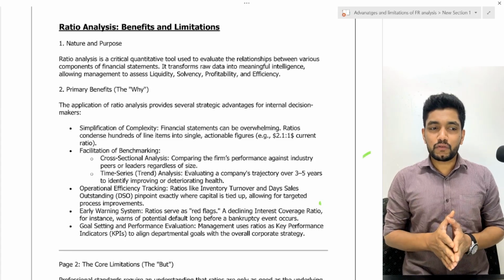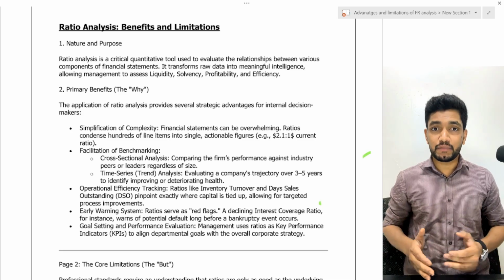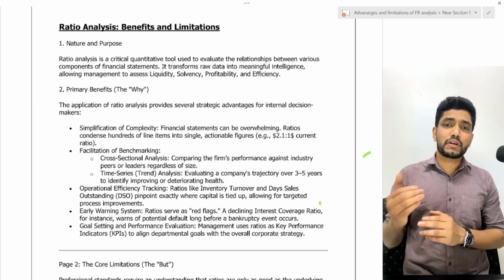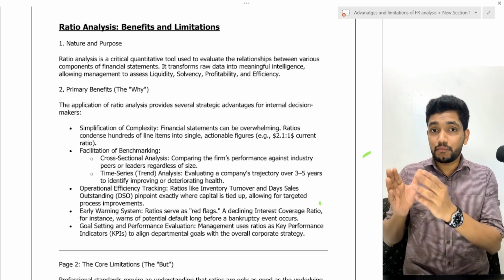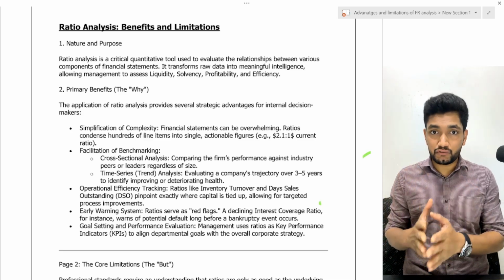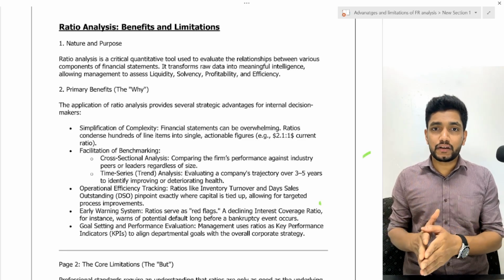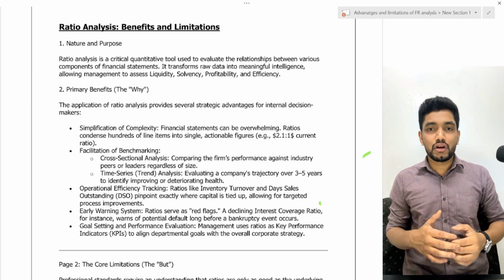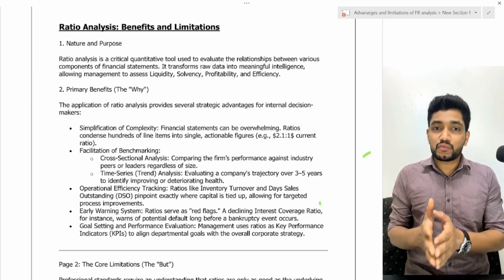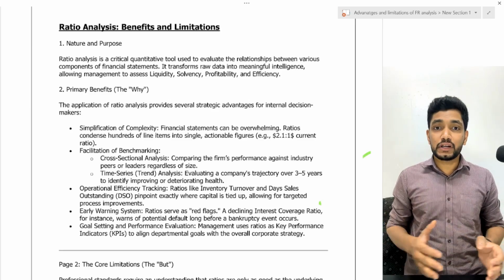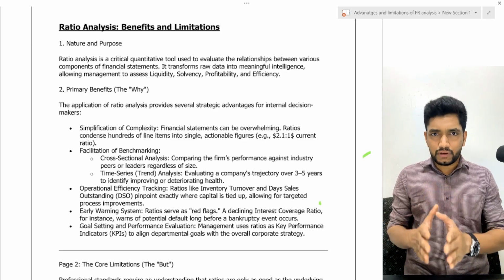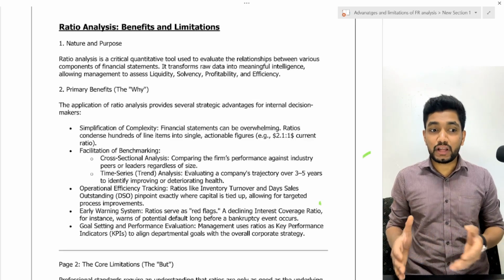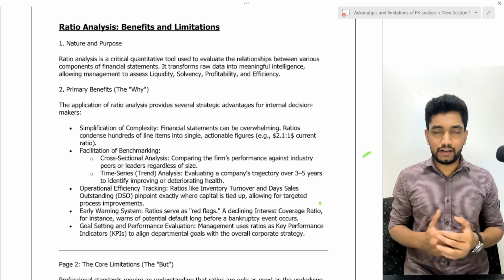In this tutorial, we are going to cover the benefits and limitations of ratio analysis. In the previous discussion, we already covered the different types of ratio analysis, like liquidity ratios, profitability ratios, market ratios, and activity ratios. Today, we are going to discuss the advantages and limitations of ratio analysis.